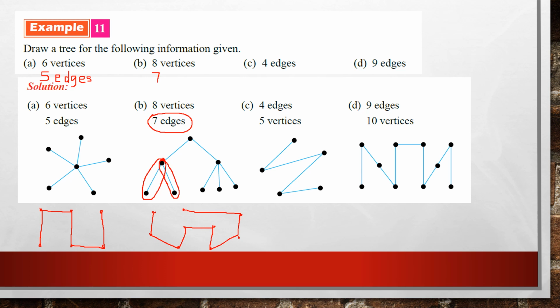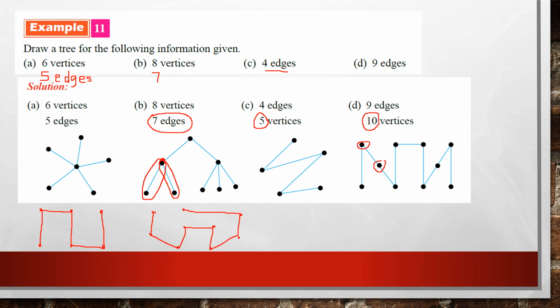Then for part C, given 4 edges, you have to add 1 to get the vertices. Don't forget, vertices must be edges plus 1. So you have 5 vertices, then you have 4 edges. Just draw any diagram. And for part D, 9 edges. So 9 edges, you add 1, 10 vertices. So you draw the vertices first, then only you draw the lines.